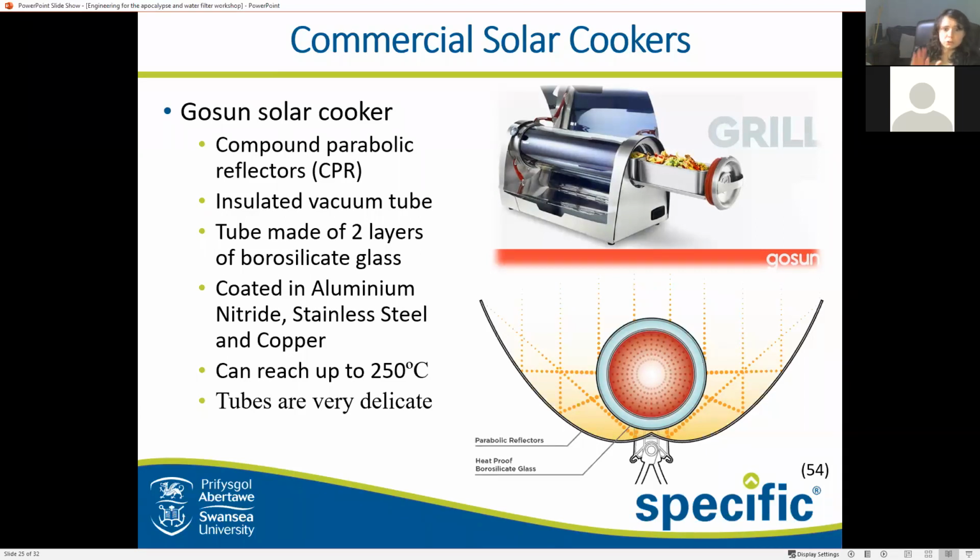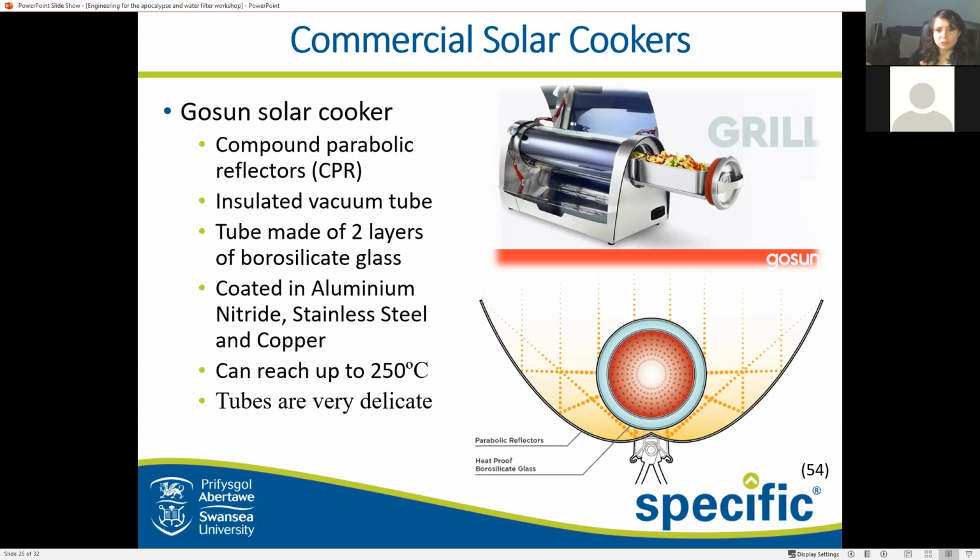The tube consists of 2 layers of borosilicate glass with air between them, as with double glazed windows, to enable heat to pass through, but stay nice and warm inside. The internal face of the tube is coated in aluminium nitride to absorb heat, stainless steel to evenly distribute heat, and copper to reflect the heat as infrared radiation back into the tube.